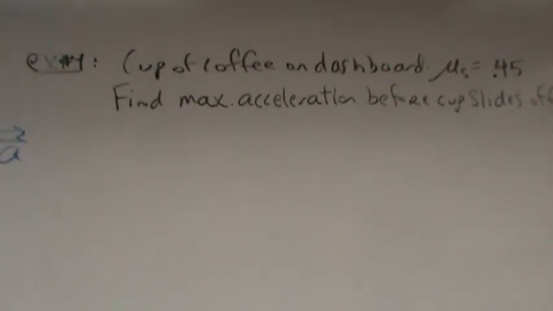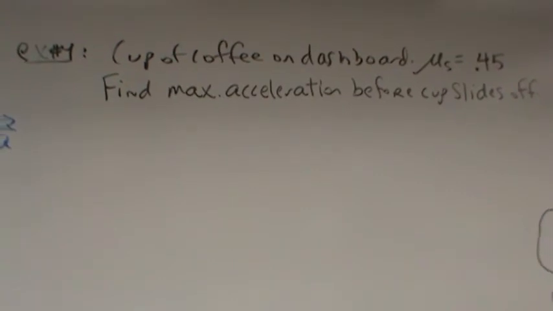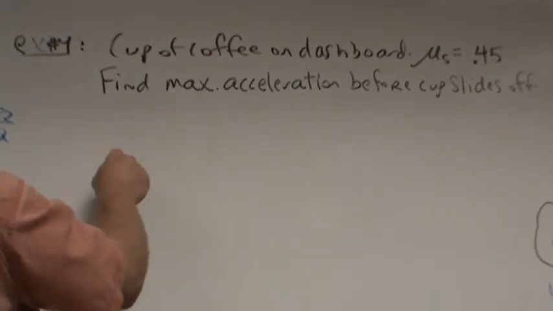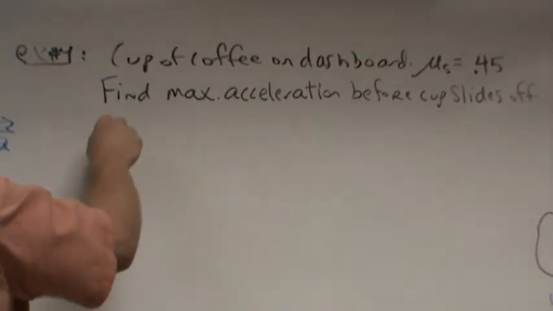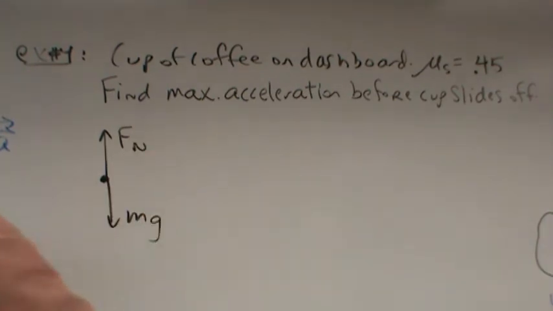Well, what do you suppose I'm going to want to do first? Free body diagram. Yeah, if you're thinking free body diagram, you win. You win a scalding hot cup of coffee. So I got my normal force. They don't tell me what the cup weighs, so I'll just call it mg. And next comes static friction force. What's the direction of the static friction force? Is it acting to the left or to the right?